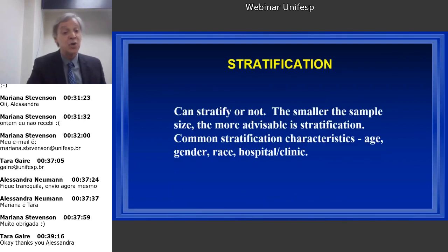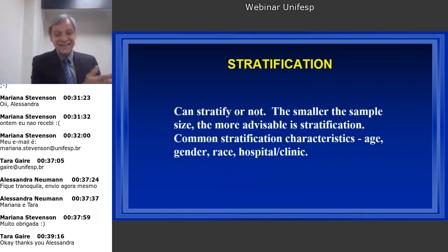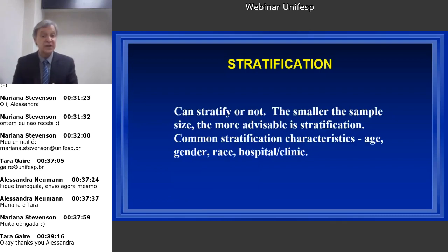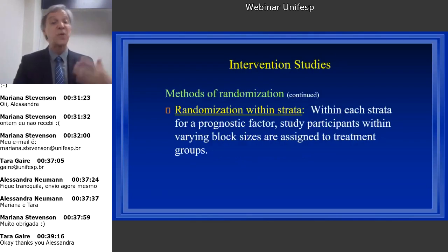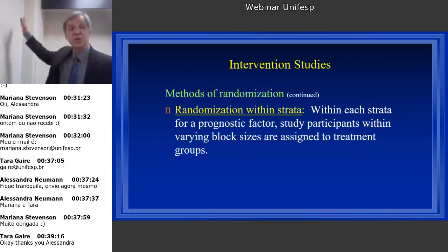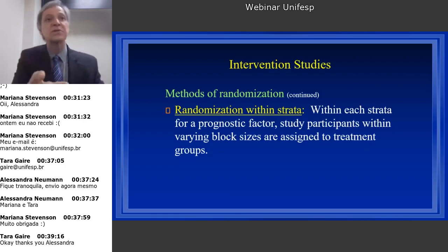Read it. There's something else called stratification. I can stratify, which is different than block. The smaller the sample size, the more advisable stratification. Same idea here. Age, gender, race, you stratify on these things and randomize within the strata. It looks like a block, but not. The block, I randomize the block, and then within I randomize. Don't confuse that with cluster randomized design, which is something else. Here, the individuals are in blocks or strata, okay?